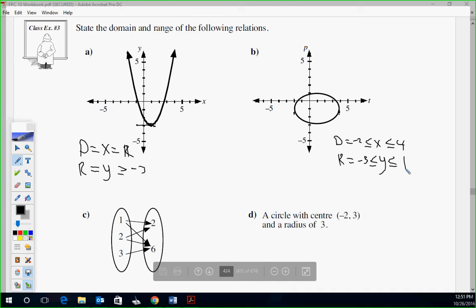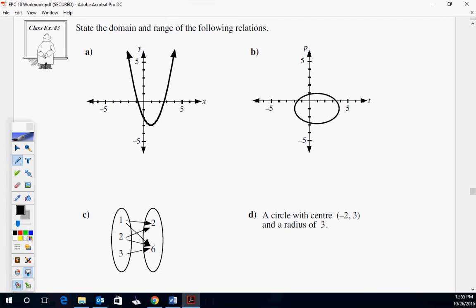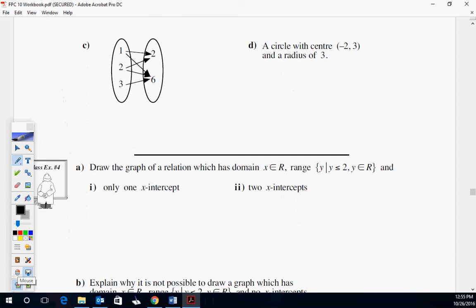I'm doing everything in x and y just because that's kind of the status quo, but this one was technically p, so we just put a p there. This is technically t, so you put a t there, but that's okay. Okay, so now we're doing it from a mapping diagram. Exciting stuff.